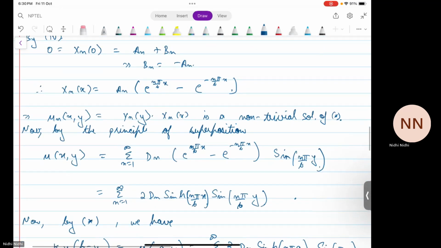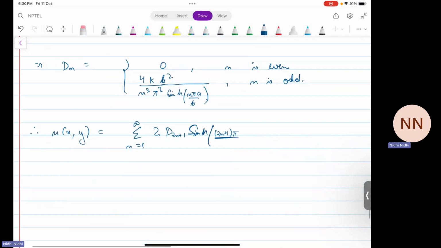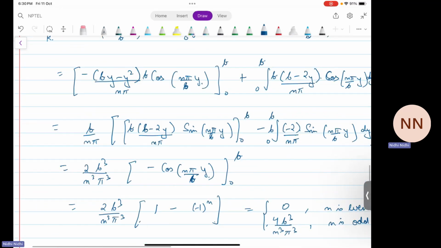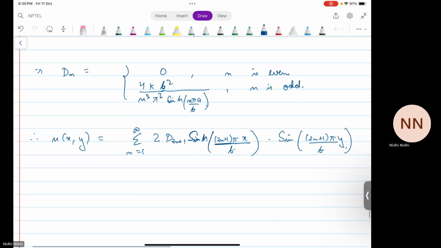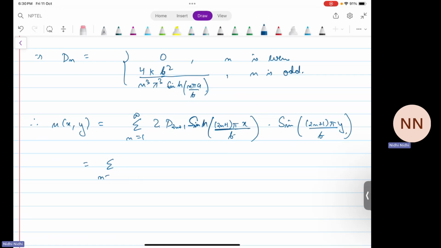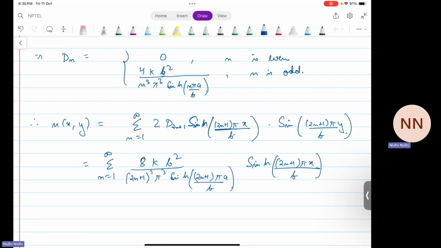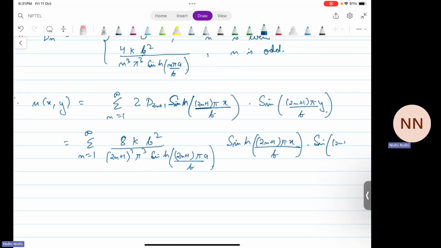So this was sine hyperbolic n pi x by b. So this will be 2n plus 1 pi x by b, with sine, the other term was n pi y by b, 2n plus 1 pi y by b, which is summation to infinity 8k b square by (2n plus 1) cube pi cube sine hyperbolic (2n plus 1) pi a by b times sine hyperbolic (2n plus 1) pi x by b times sine (2n plus 1) pi y by b. This is the final solution.